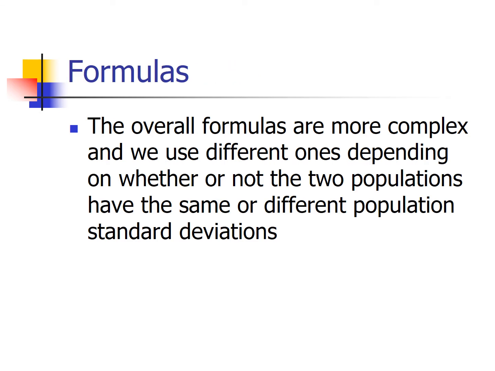Now, I'm not going to get too much into the formula, so I say that x bar 1 minus x bar 2 is the foundation of our test statistic. I'm not going to give us the whole formula for the test statistic. The formulas are a bit on the complex side. There are different types of formulas depending on whether or not we're willing to assume that the two populations have the same or different population standard deviations. So sort of two formulas, each one pretty complex.